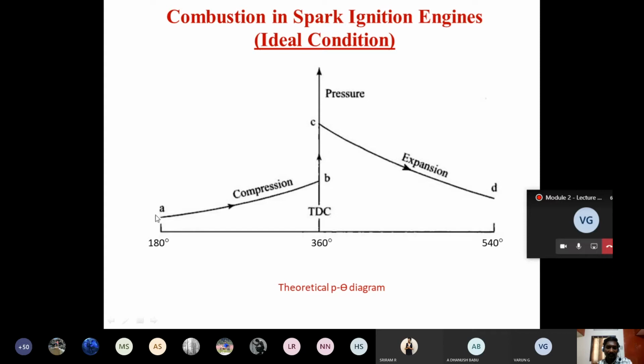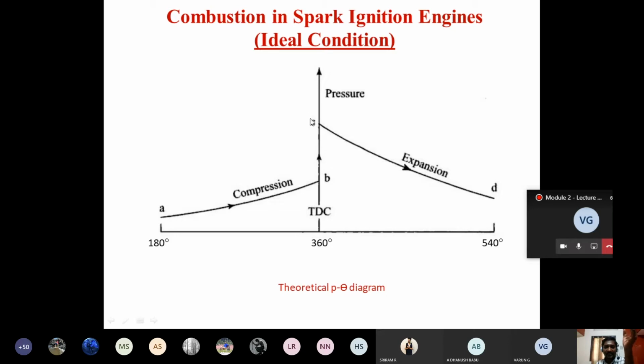The beginning of compression is given by point A. Now as the piston moves from BDC to TDC, the pressure inside the engine cylinder is increasing. Once the piston reaches TDC, where the minimum volume is there and only clearance volume is available for the air fuel mixture, that state is represented by point B. This is the end of compression. Now the spark is introduced and ignition starts, so the pressure is going to be higher. That is represented by point C.